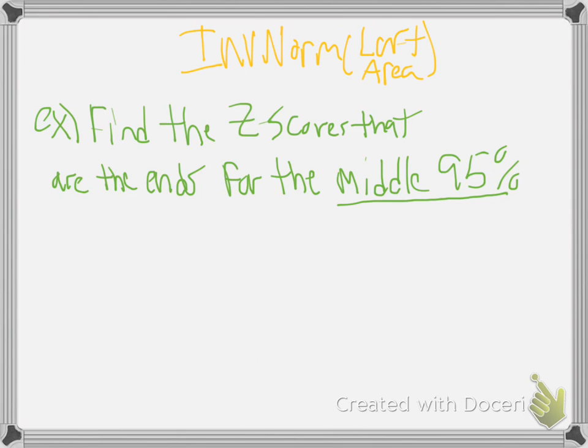Okay, on our last example, we're going to look at a different problem that asks, find the z-scores that are the ends for the middle 95%. We're going to see this a lot, middle percentages. Middle percentages are useful for confidence intervals when you want to have an equal amount on the right as you do on the left. Whenever we see middle 95%, if the other language confuses you, just pay attention to middle 95%.